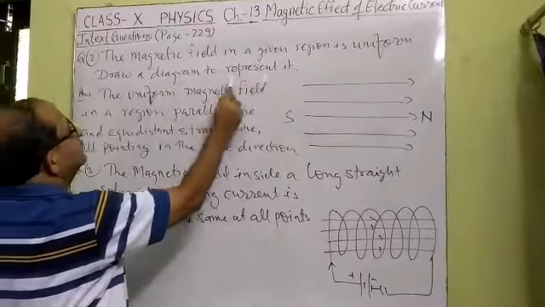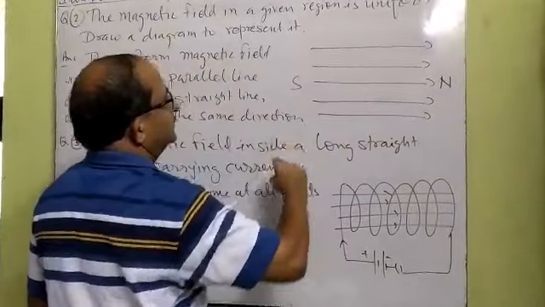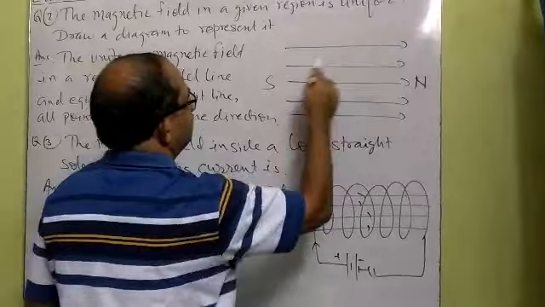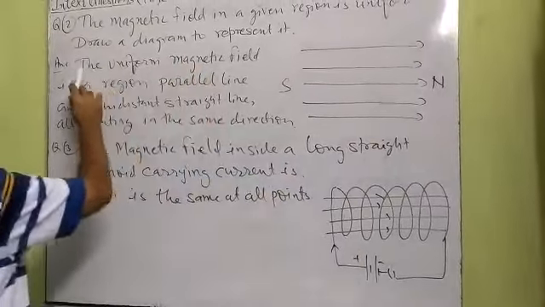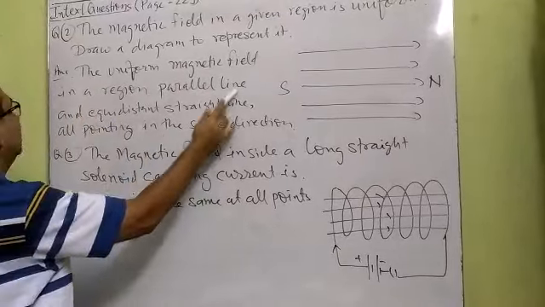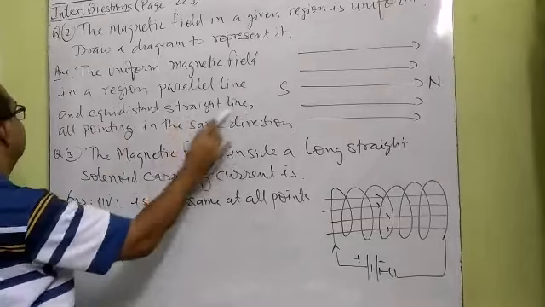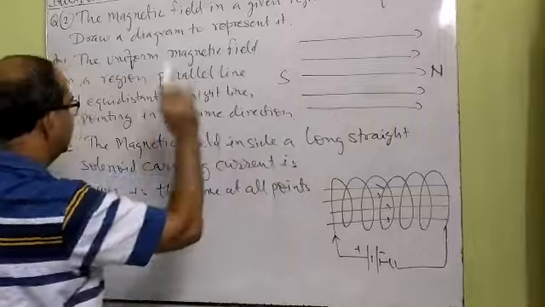The magnetic field in a given region is uniform. Draw a diagram to represent it. This is the diagram of magnetic field which is uniform in nature. Means in this magnetic field all the lines are straight and parallel to each other. So the answer is, a uniform magnetic field in a region is represented by parallel, equidistant straight lines, all pointing in the same direction. So this is the answer.